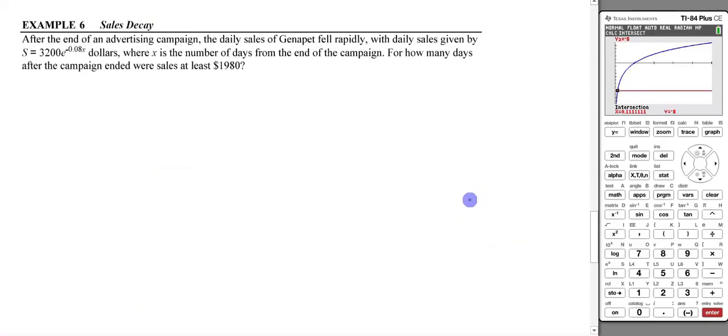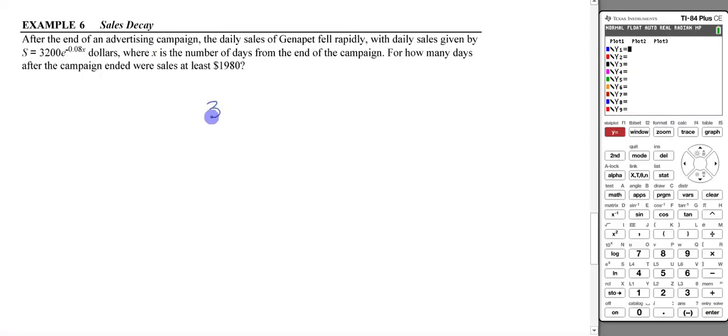Example 6 is sales decay. After the end of an advertising campaign, the daily sales of Genapet fell rapidly, with sales given by S equals 3,200 times e to the -0.08x dollars, where x is the number of days from the end of the campaign. For how many days after the campaign ended were sales at least $1,980?